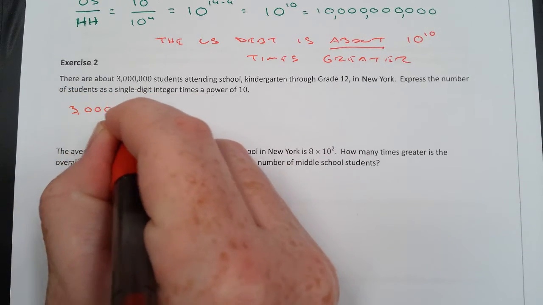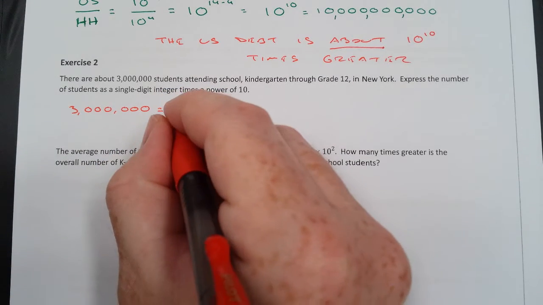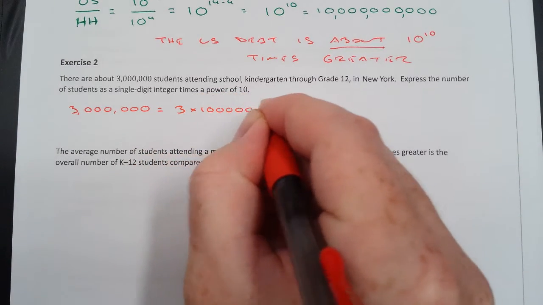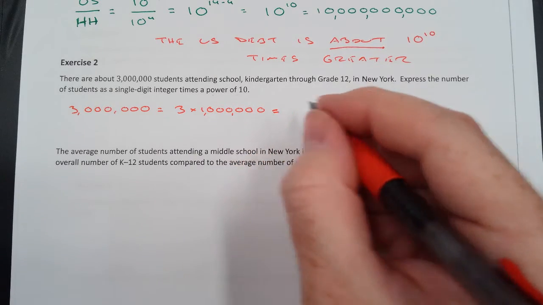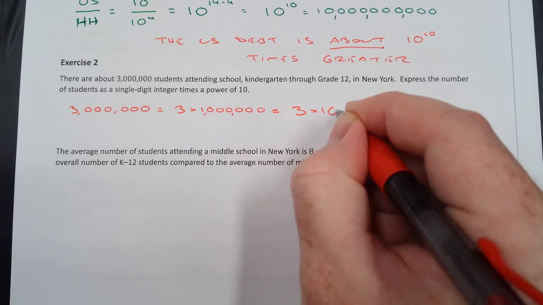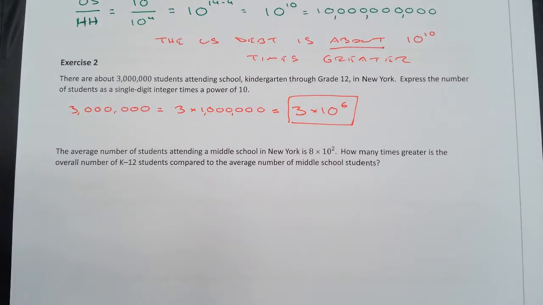We have 3 million. It wants us to make this into an exponent so that it's easier to work with and easier to solve the problems. Now, 3 million is just 3 times 1 million. And 1 million has 6 zeros, so 1 million is 10 to the 6th, and 3 million is 3 times 10 to the 6th. And that is the form it wants us in.